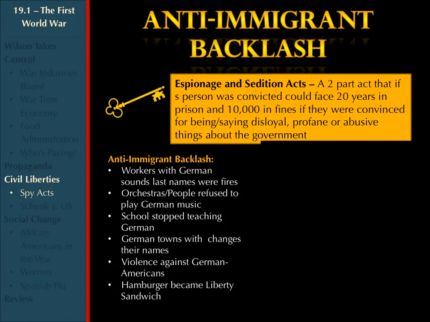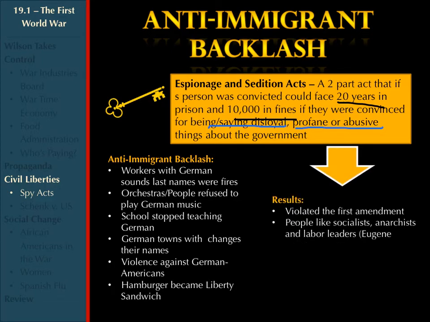You also have an initiative by the government, which is the Espionage and Sedition Acts. At this time, it's a two-part act that if a person was convicted, they could face 20 years in prison and $10,000 in fines. And you could be convicted of saying things disloyal to the country that were profane or abusive against the government. This is a key idea because the First Amendment is not applied as it is today. During the time of war in World War I, the First Amendment was not as it is used today. You could not talk back about the government.